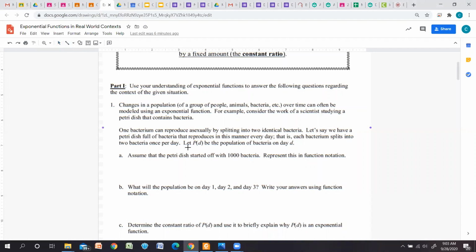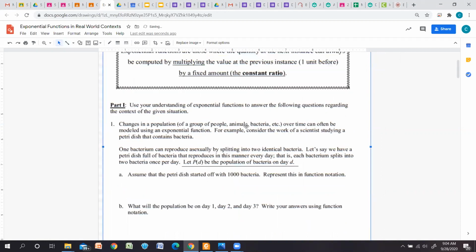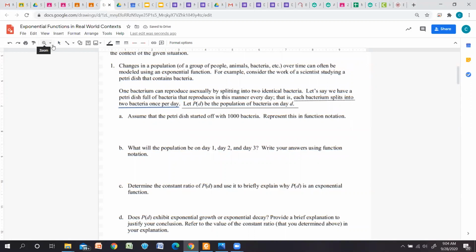Some important information. Here it tells us the input is number of days and the output is the population of bacteria. Then in this previous sentence, it tells us that each bacterium splits into two every day. So once a day, it splits into two. So let's go through each of these and answer each of these questions.